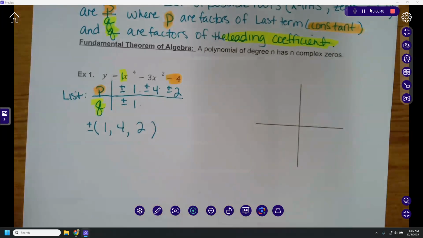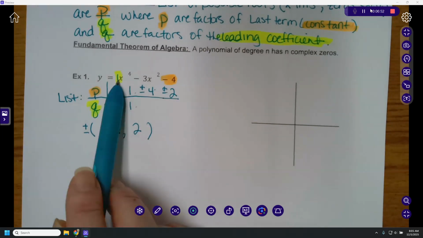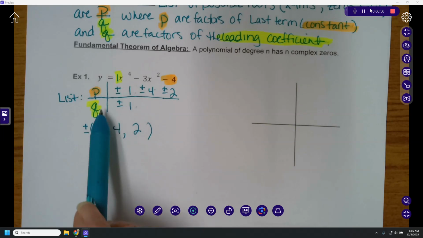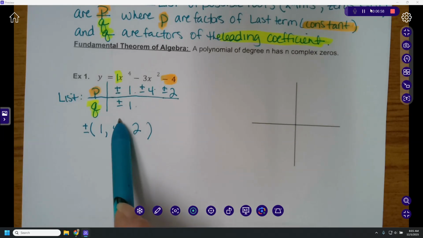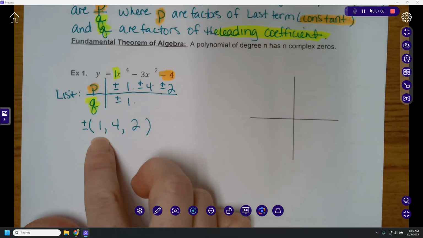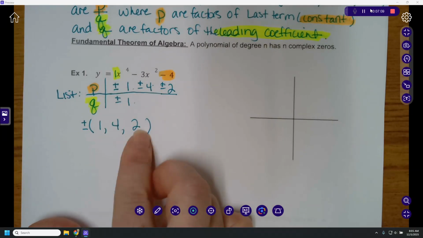And you might think, well, why couldn't I just do the first term? Because sometimes, or sorry, the last term, sometimes in a minute, I'm going to show you we have things where there's a number in front so that the thing on the bottom isn't just a 1. And I'll show you how to do that. So what this means is the possible zeros of this are only plus or minus 1, 4, and 2.